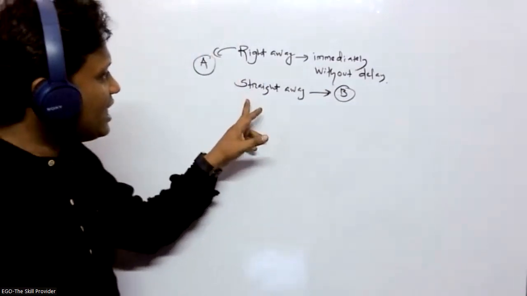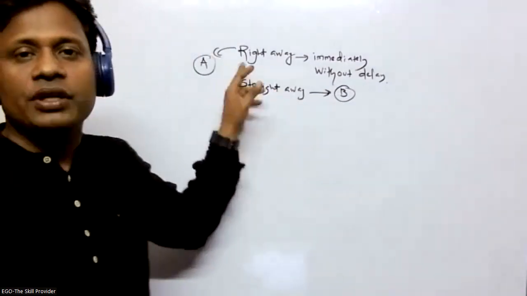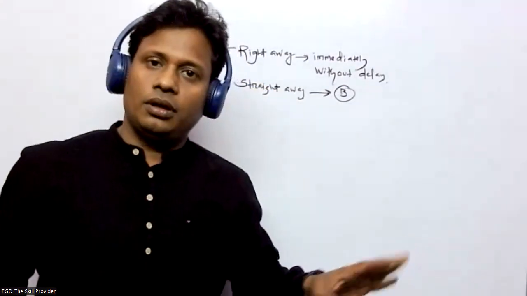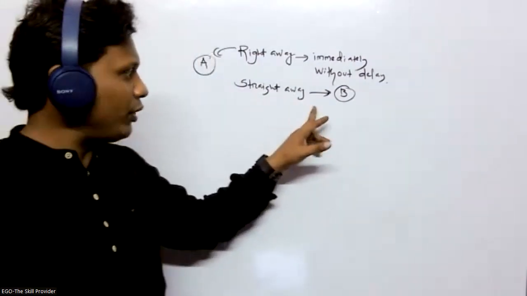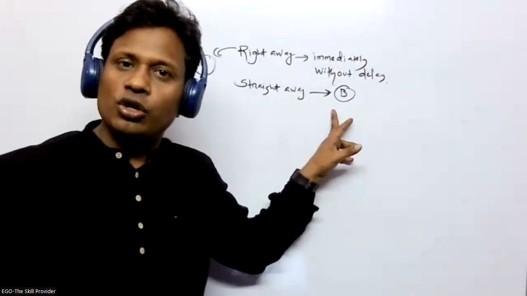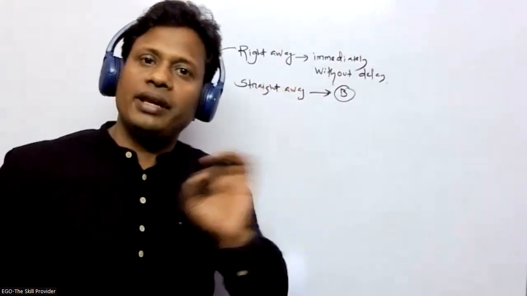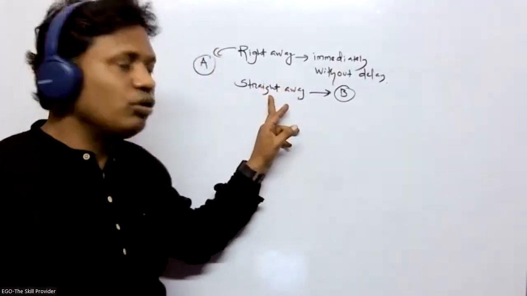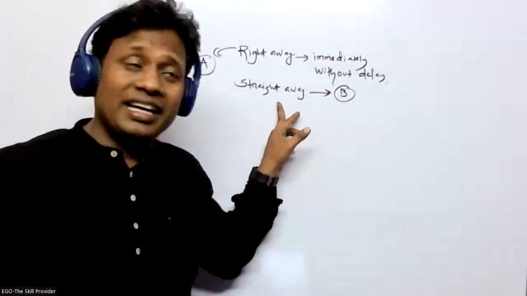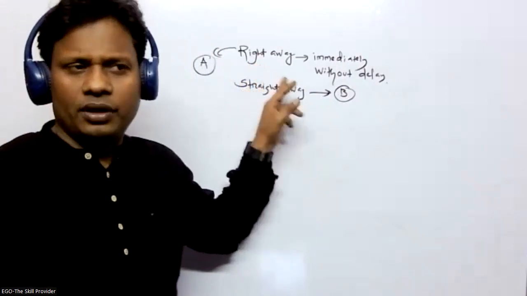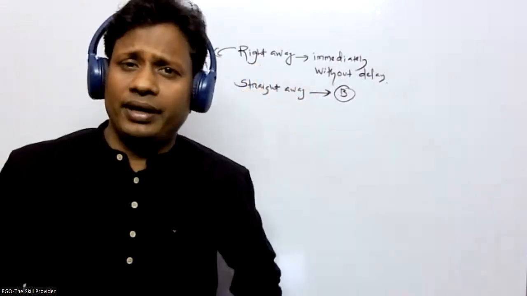So whenever you say straight away or right away, both are the same. And there is a difference. What is the difference? Straight away is British English, whereas right away is American English. Straight away is found more in written communication, but whenever it comes to spoken English, always use right away. Make it a habit to do it right away.